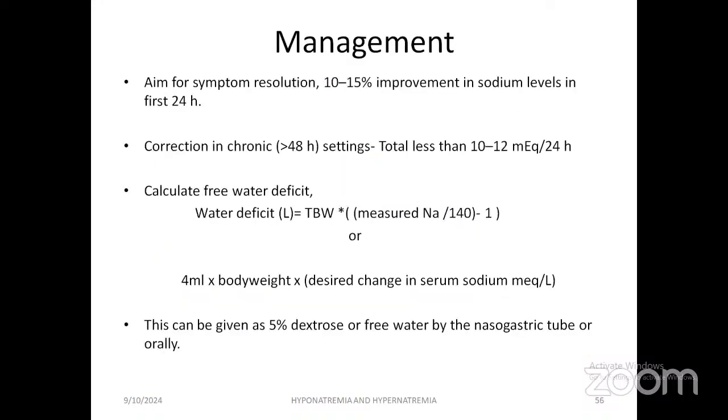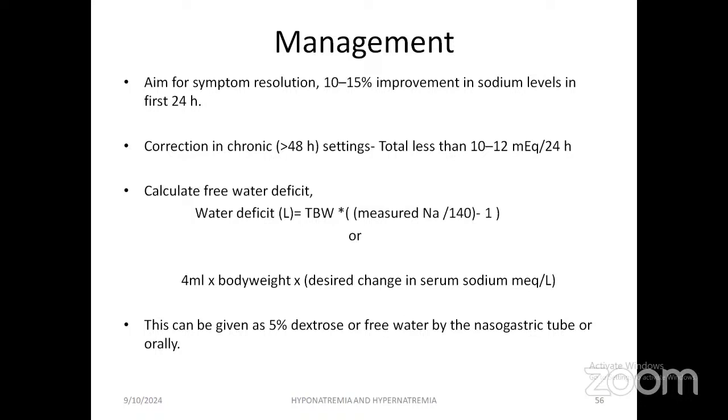Coming to management, aim for symptom resolution, with 10 to 15% improvement in sodium levels in the first 24 hours. The correction in the chronic setting should be totally less than 10 to 12 milliequivalents per 24 hours. We'll have to calculate the free water deficit. Free water deficit is total body water times measured sodium by 140 minus 1, or 4 ml times body weight times desired change in serum sodium in milliequivalents per liter.